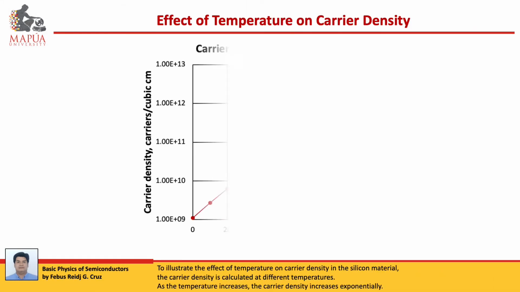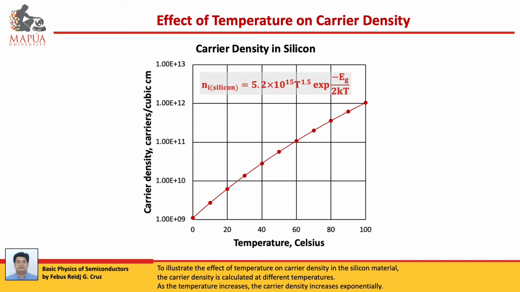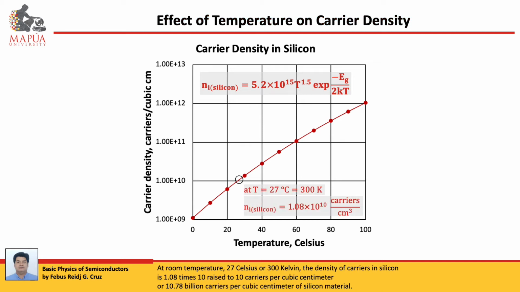To illustrate the effect of temperature on carrier density in the silicon material, the carrier density is calculated at different temperatures. As the temperature increases, the carrier density increases exponentially. At room temperature, 27 Celsius or 300 Kelvin, the density of carriers in silicon is 1.08 times 10 raised to 10 carriers per cubic centimeter, or 10.78 billion carriers per cubic centimeter of silicon material.